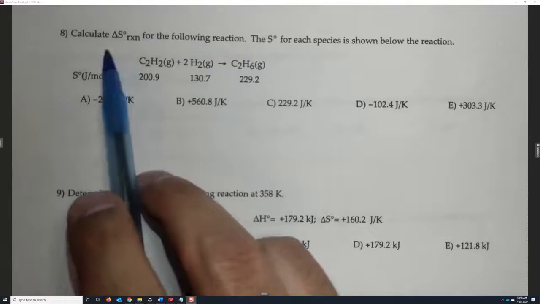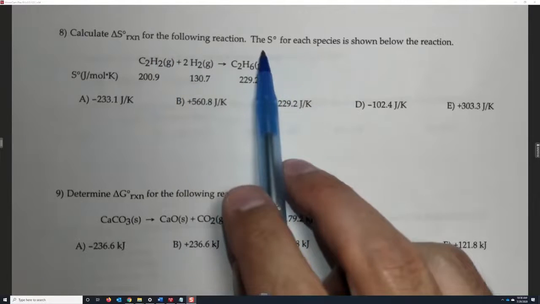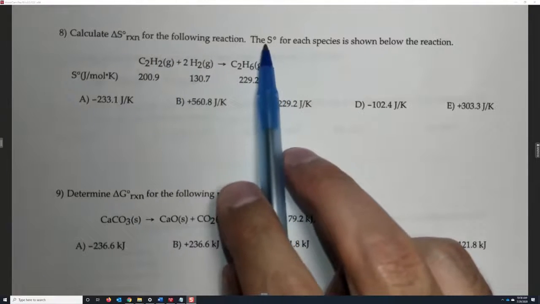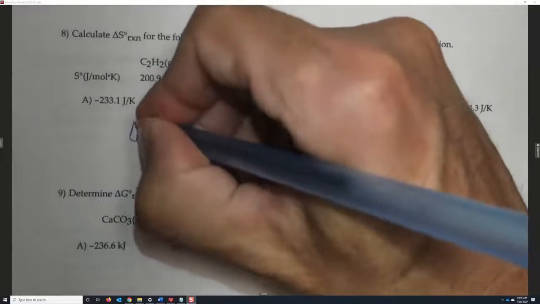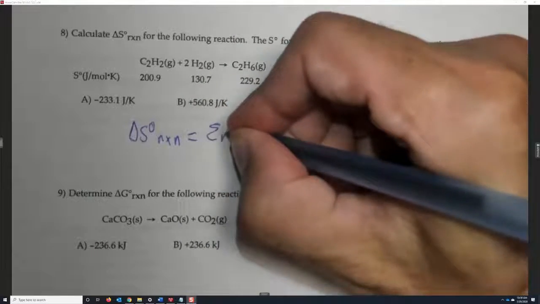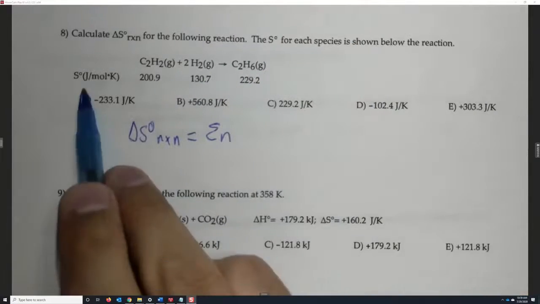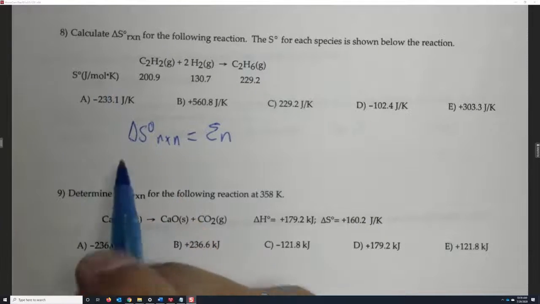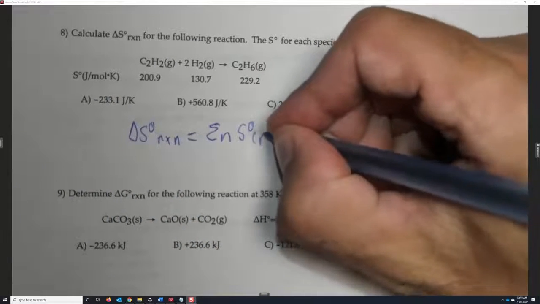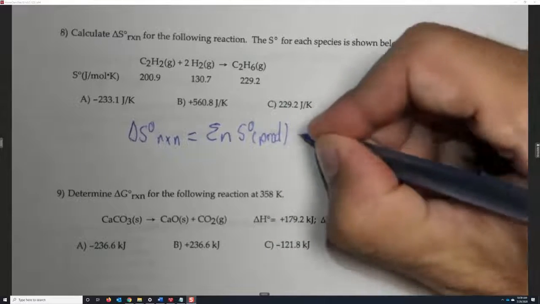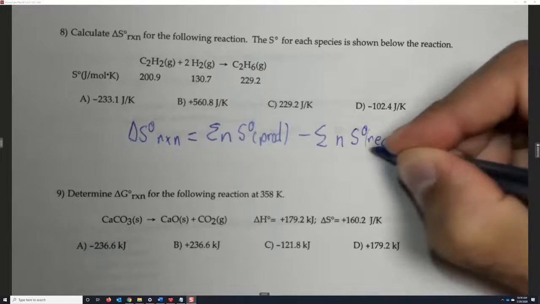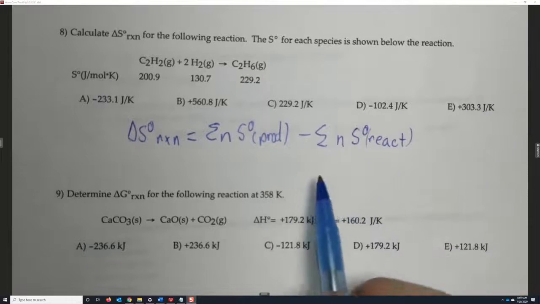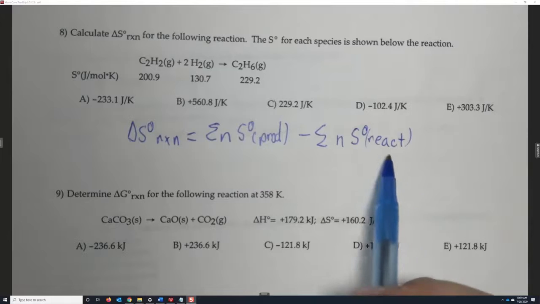Number 8 says, calculate delta S for the following reaction. And then it gives us the standard entropy for each of the species below. So delta S naught for the reaction is equal to the summation of n, the number of moles, because this is in joules per mole, times S naught of the products minus n S naught of the reactants. So this is just like the delta H equation you probably learned in General Chemistry 1, products minus reactants.